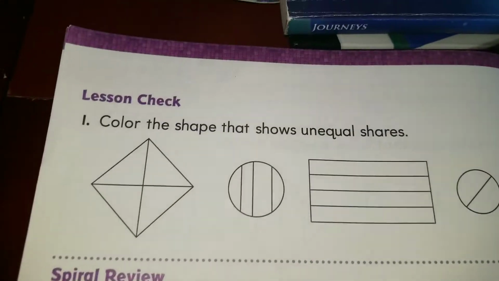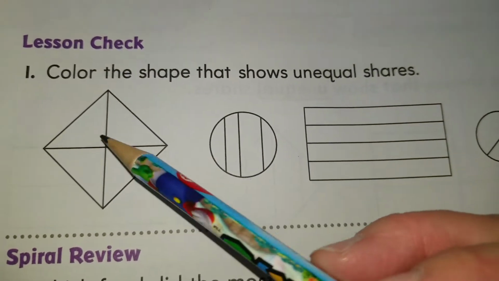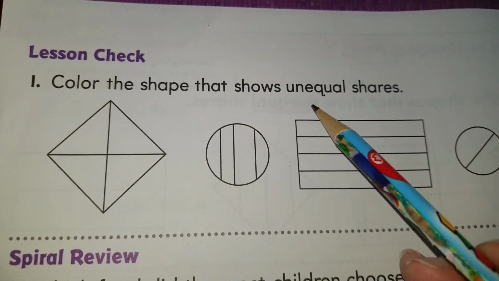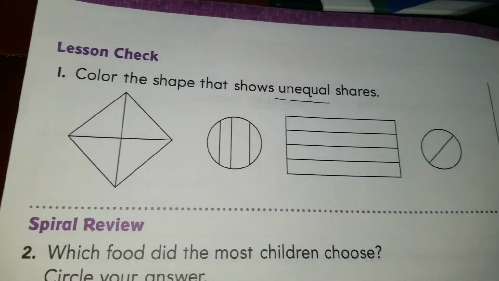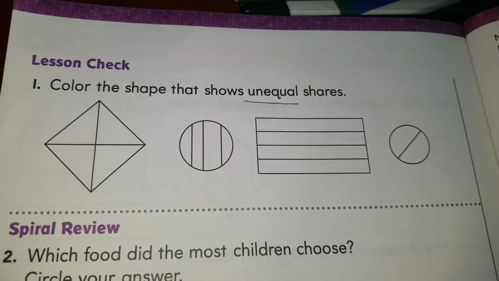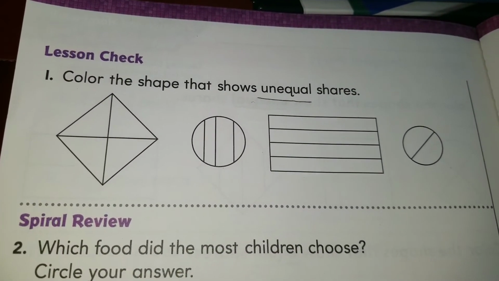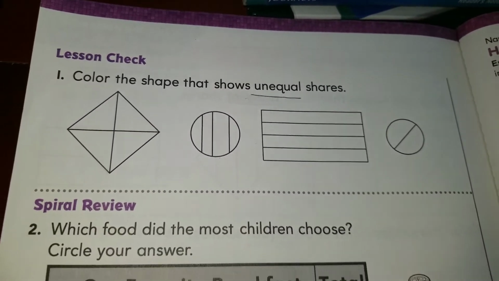Alright, boys and girls, we're going to use your crayons one more time. You're going to color the shape that shows unequal shares. Here's your keyword, unequal. Van a colorear las figuras que tienen partes diferentes. Las que tienen partes diferentes.